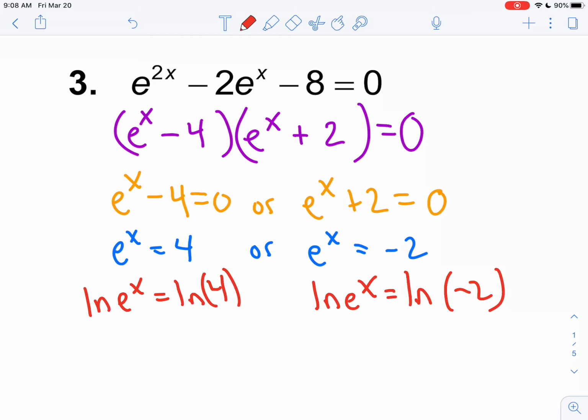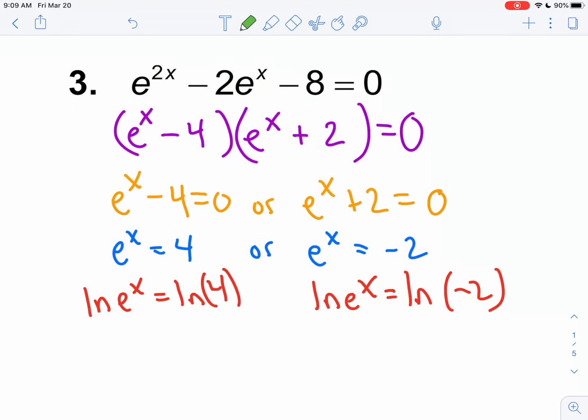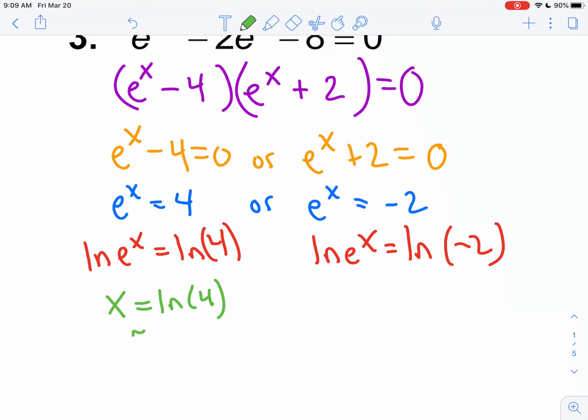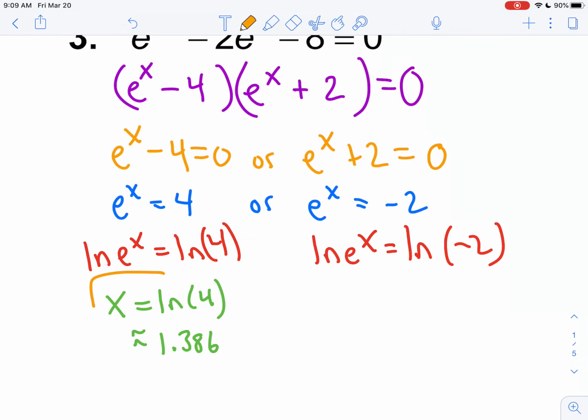Now we're going to remind ourselves, why does this work? It goes back to our properties from lesson 3.2, day 1. You know that natural log and e are inverse functions, so they undo each other. So natural log of 4 is a perfect answer. Some people do like the decimal better, so maybe they want to go 1.386. That's excellent. So there's an answer.